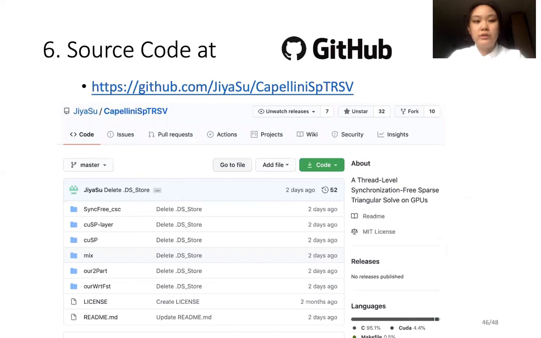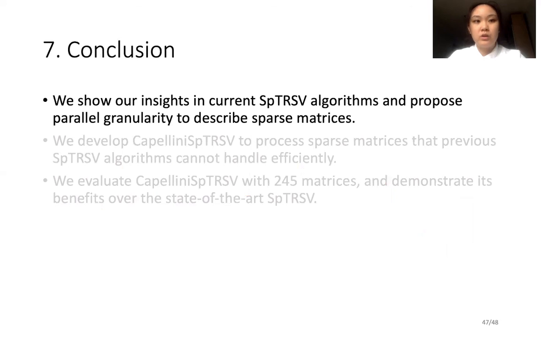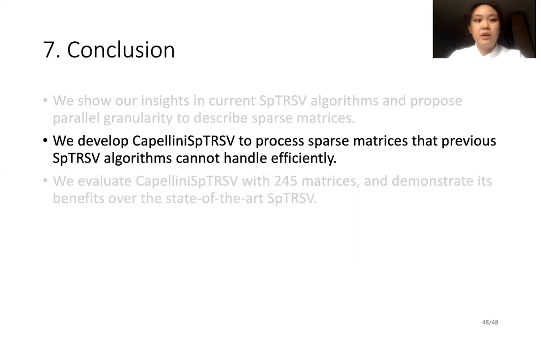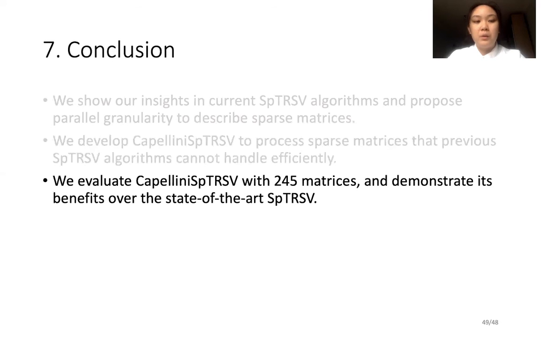CapelliniSpTRSV is already open source on GitHub. Currently, it has already drawn some attention. Here is our conclusion. We show our insights into current SpTRSV algorithms and propose parallel granularity to describe sparse matrices. We develop CapelliniSpTRSV to process sparse matrices that previous algorithms cannot handle efficiently. We evaluate CapelliniSpTRSV with 245 matrices and demonstrate its benefit over the state-of-the-art SpTRSV.